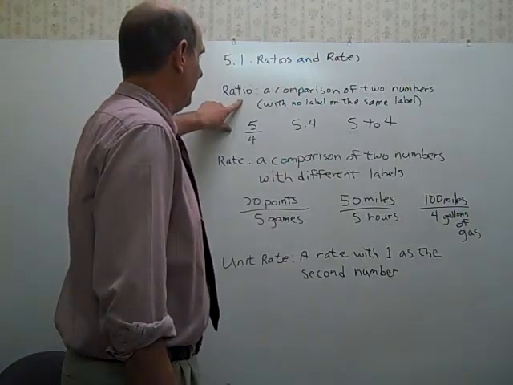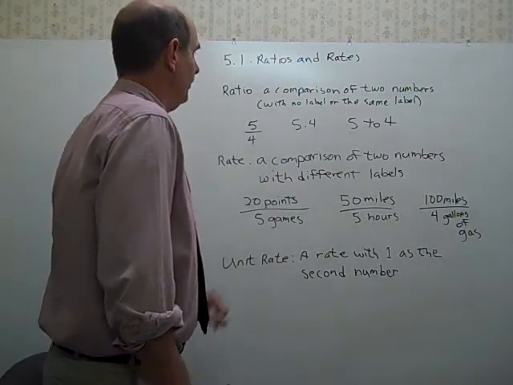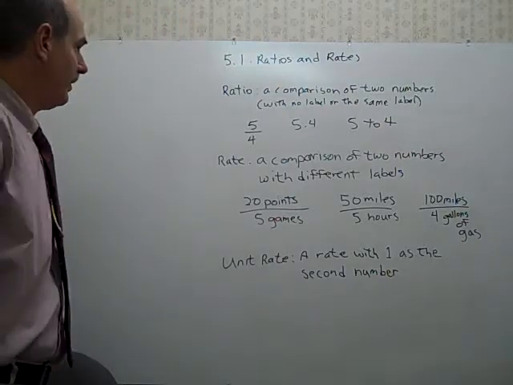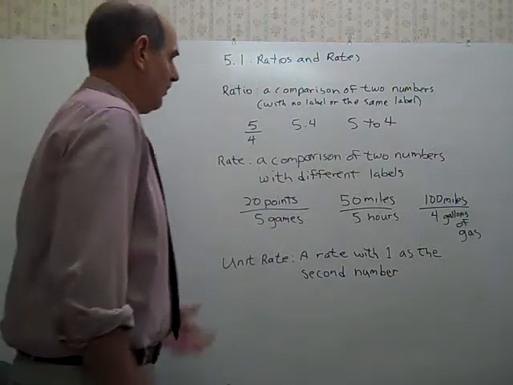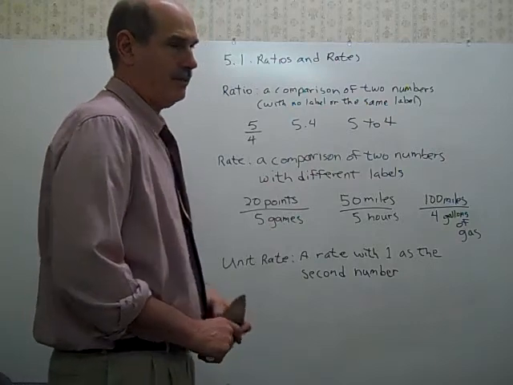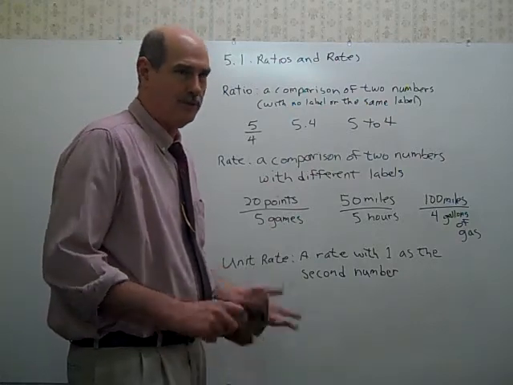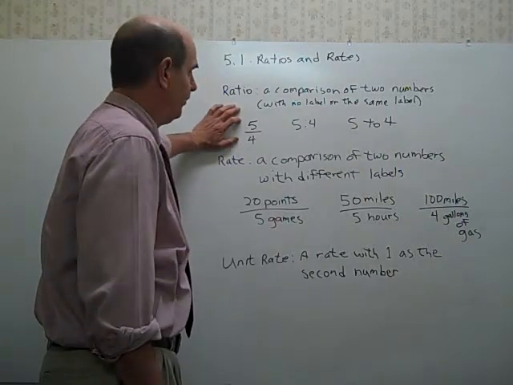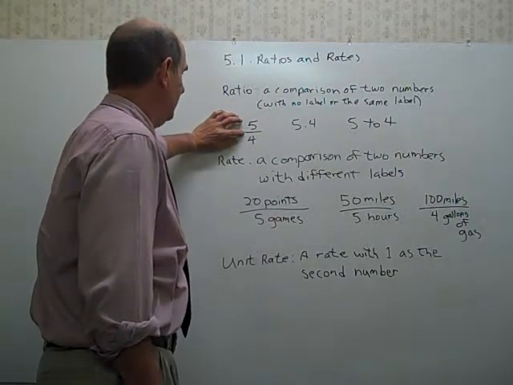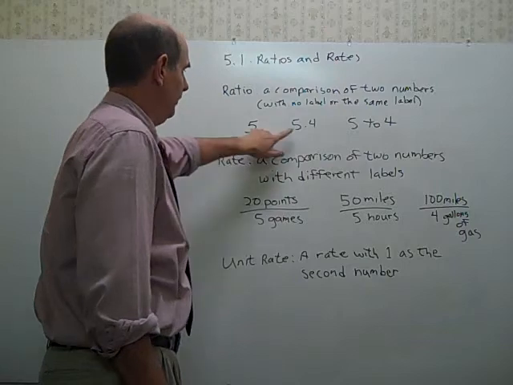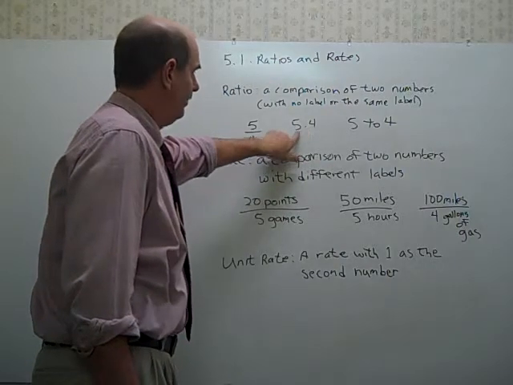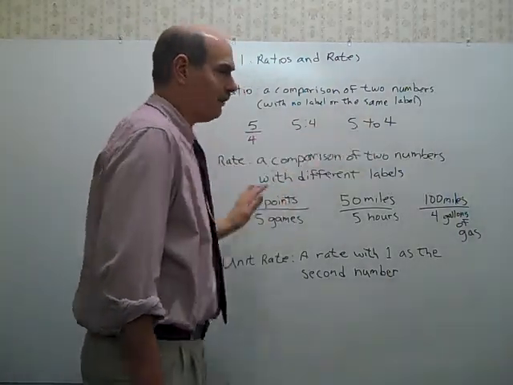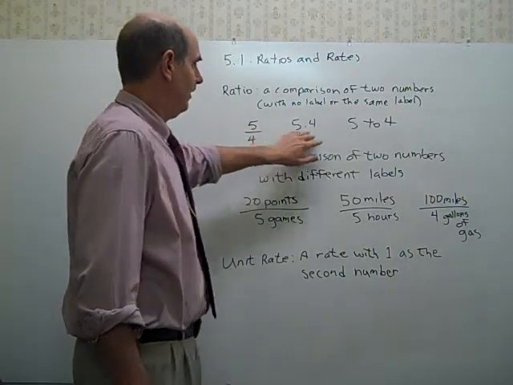A ratio is a comparison of two numbers, and those two numbers either have the same label or no label at all. Sometimes the labels aren't exactly the same, but they're so close that you can consider them to be the same. And there are three ways to write ratios. You can write it with a fraction bar, 5 to 4, or with a colon, 5 to 4, or just write 5 to 4. Each of these you read as 5 to 4.